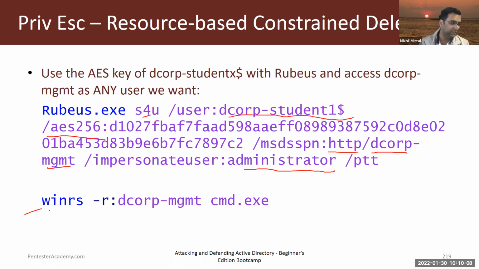Once again, it would be a TGS. So you would not be able to jump from dcorp MGMT to any other machine. So when we say as DA, that means actually as a local administrator, we can access dcorp MGMT. All right, that is how we can abuse resource-based constrained delegation.